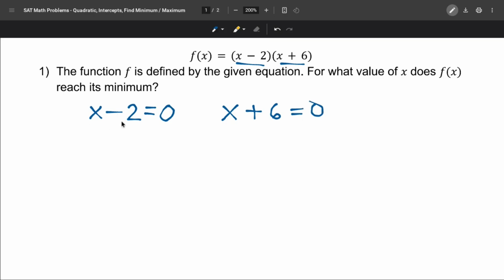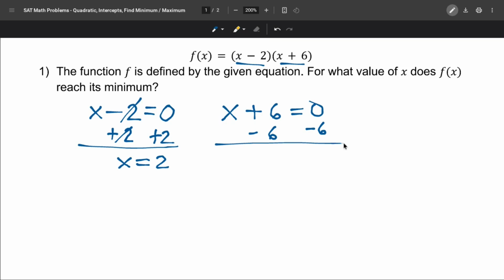So here we want to get rid of the subtraction of 2, so we're going to do the inverse. We're going to add 2, and we have to do that to both sides to keep the equation equivalent. 2 minus 2 is 0, so on this side we just get x equals 2. Over here we want to get rid of the addition of 6, so we're going to subtract 6. 6 minus 6 is 0, so we just have x equals negative 6.